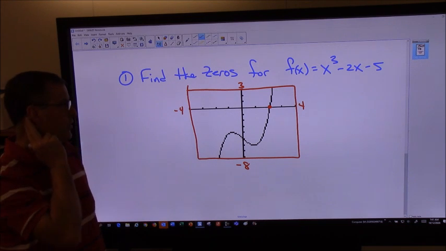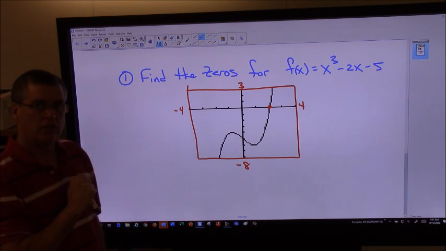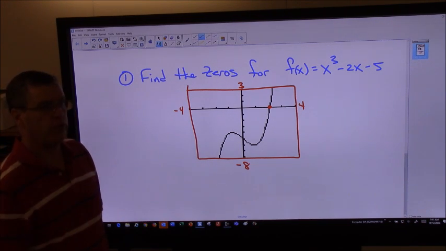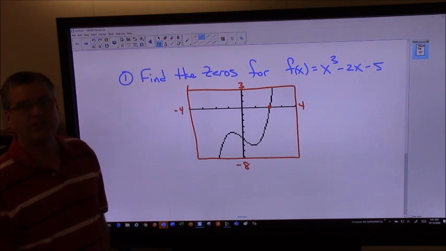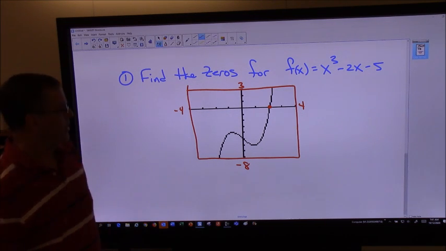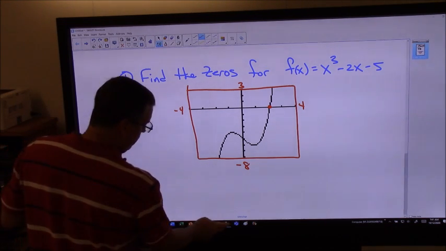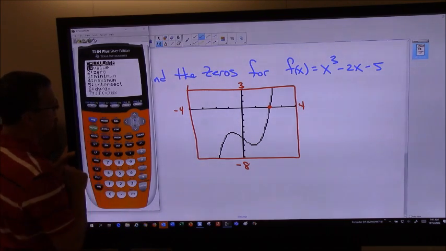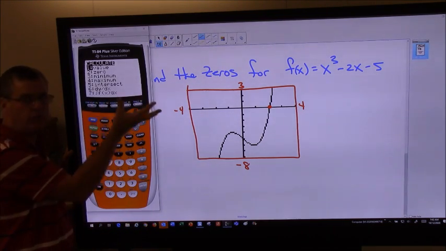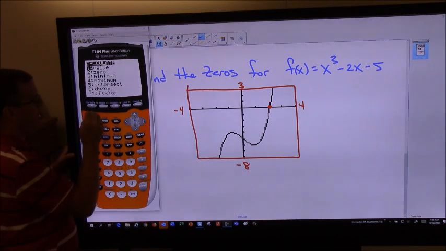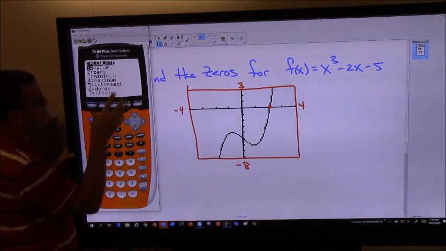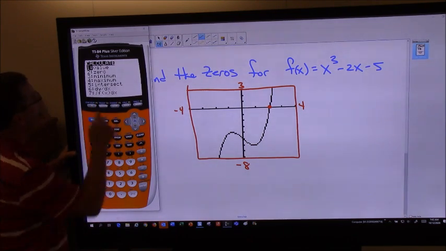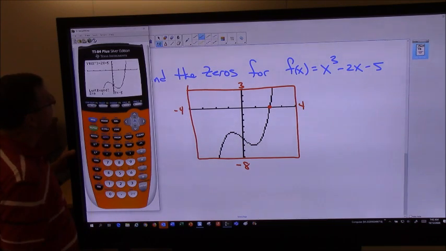My first question is, are you sure? Are you sure it's not 2.001, 0? We need to know. So what we're going to do is go back to our calculator and say second calc. It doesn't mean calculus, it means calculate. Anytime I want to find something on my graph, I'm going to use this calculate option. And we're looking for a 0, option 2.